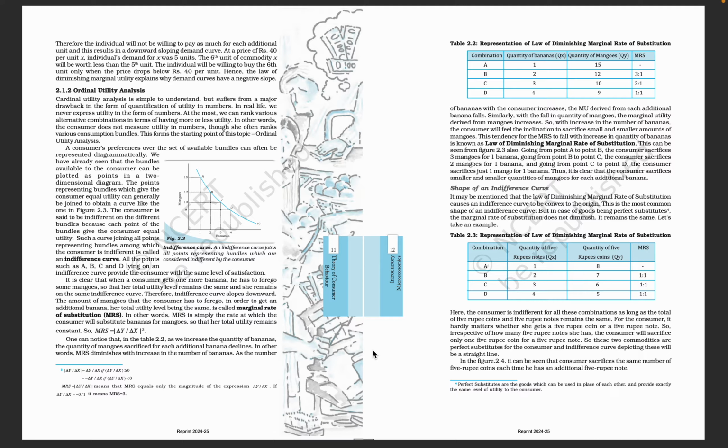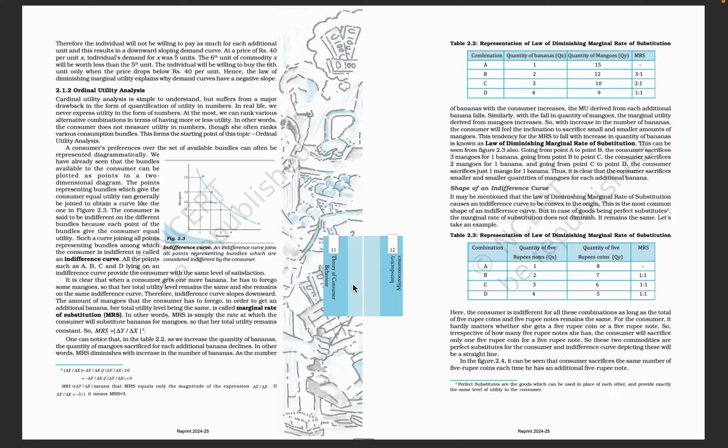So with increase in the number of bananas, the consumer will feel the inclination to sacrifice smaller and smaller amounts of mangoes. This tendency for the MRS to fall with increase in quantity of bananas is called the law of diminishing marginal rate of substitution. This can be seen from figure 2.3 also.